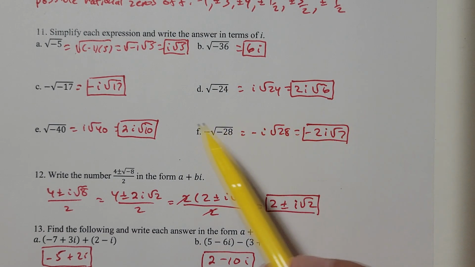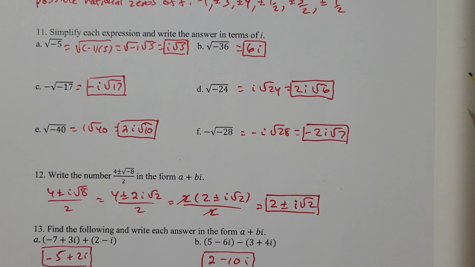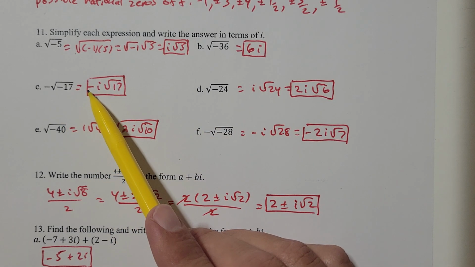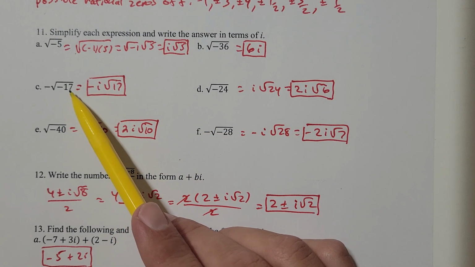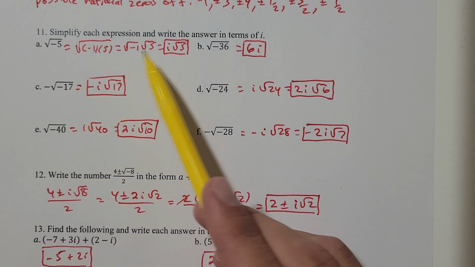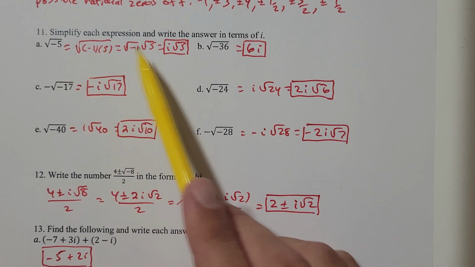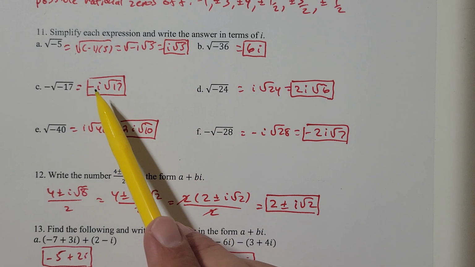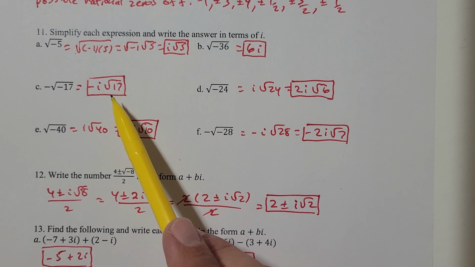Okay. Part C. So I got negative the square root of -17. Well, the negative has to stay in front of the radical. The square root of -17, that'd be the same as i root 17, right? So negative i root 17, that'd be my answer.